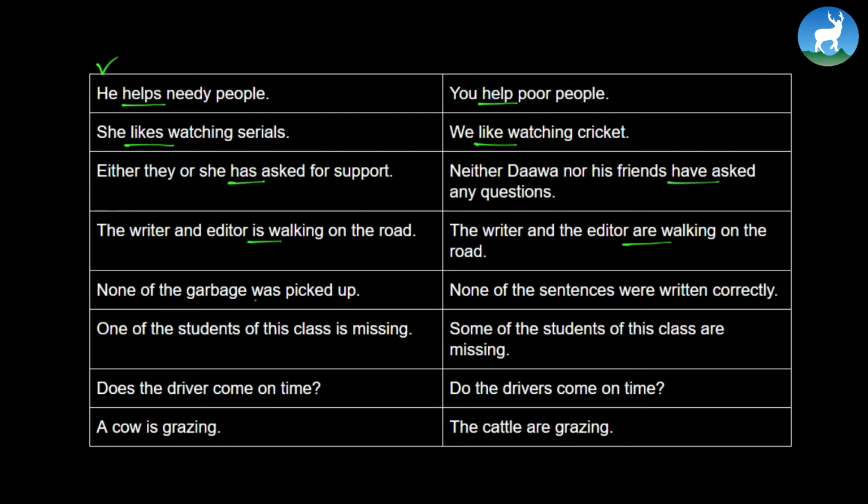None of the garbage was picked up. None of the sentences were written correctly. One of the students of this class is missing. Some of the students of this class are missing. Does the driver come on time? Do the drivers come on time? A cow is grazing. The cattle are grazing.